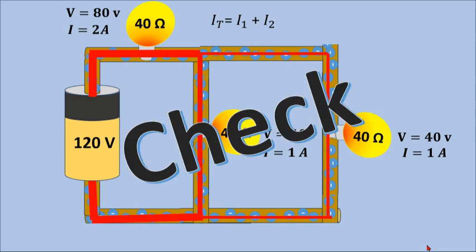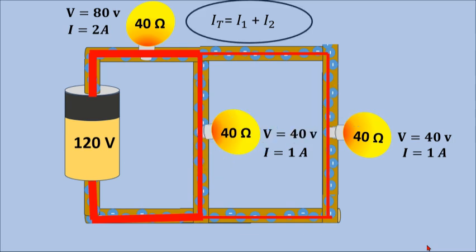Right, which is always a good idea. Well, we have the junction rule and loop rule. So the junction rule said that the total current that came into this junction, which was 2 amps, should equal the current that went out. So that means 2 should equal 1 plus 1, which of course it does.